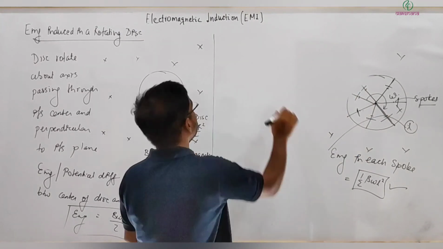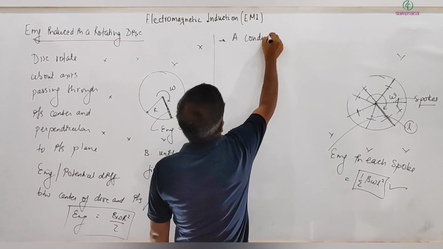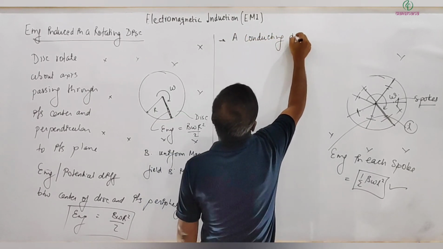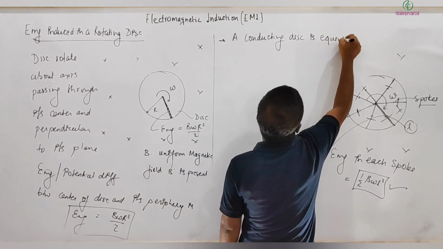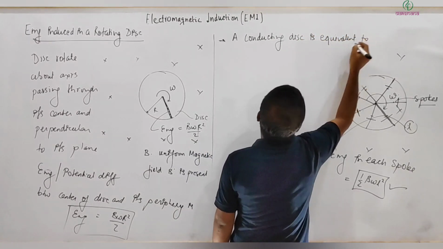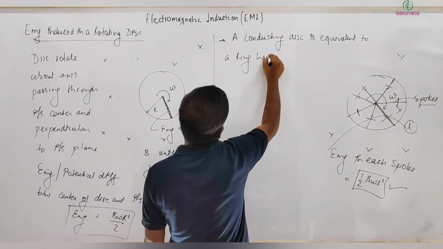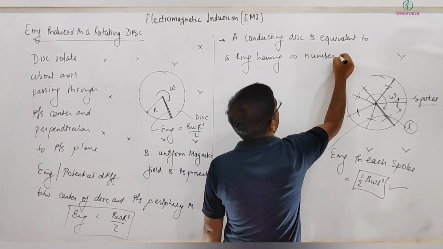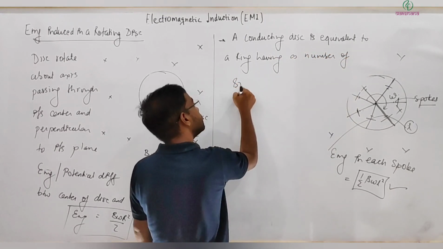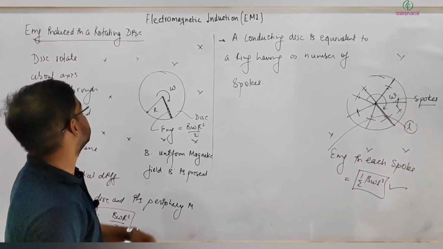So a conducting disk is equivalent to a ring having an infinite number of spokes. So that way we can write, yes, there will be EMF.